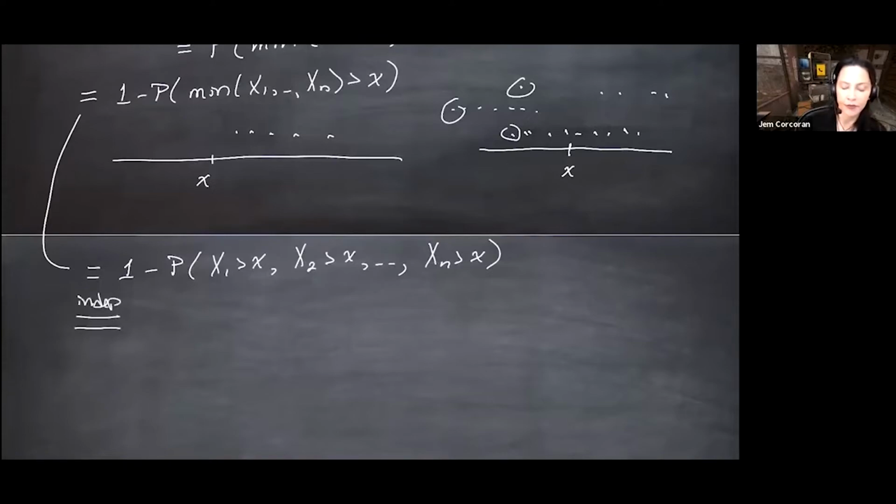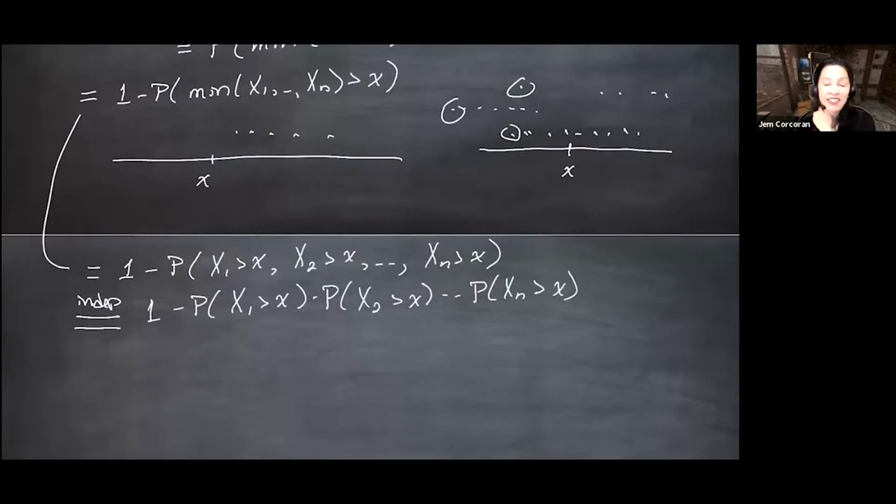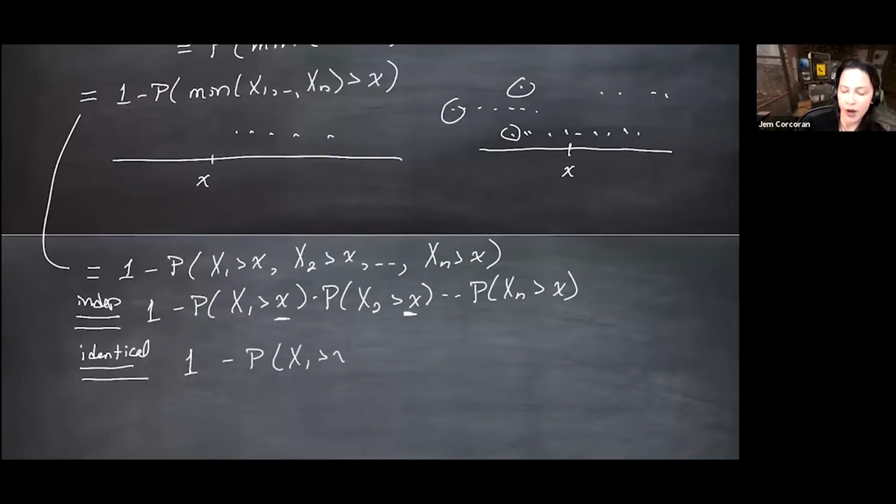Because they're independent, remember the commas are like "and" or intersection, you get to turn this into a product of individual probabilities. And because they're identically distributed, these are all the same. They're different random variables, but they all have the same x plugged in. So if you were going to compute this probability for any one of them, you would integrate from x to infinity the exponential PDF. It would be the same for every one of them. So by identicalness, I like that word, this is 1 minus one of these probabilities to the nth power.